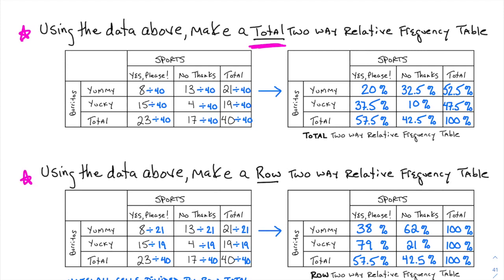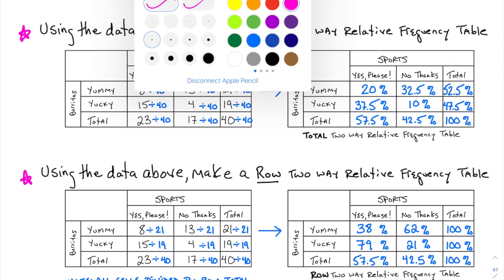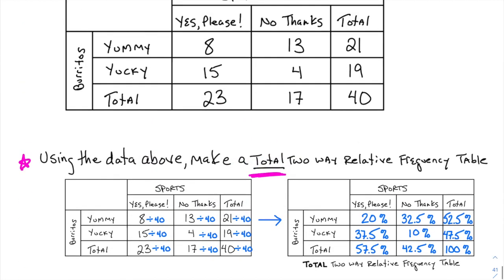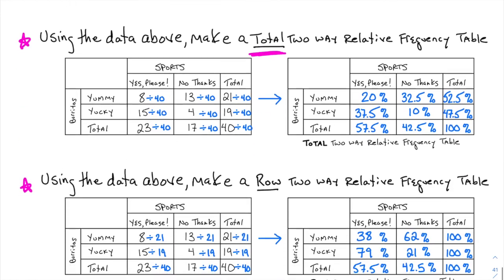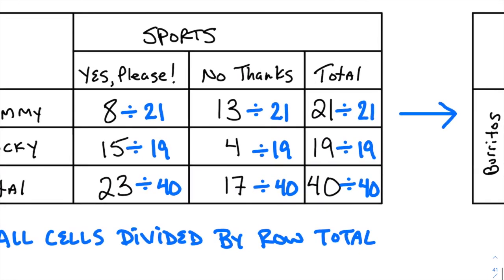A different scenario, a different question. Using the same data above, this is going to be different. Make a row two-way relative frequency table. Well, rows go left and right. So what I'm going to do is I'm going to choose my totals that go left and right, and I'm going to divide each of my rows by either 21, 19, or 40. And look what I do.